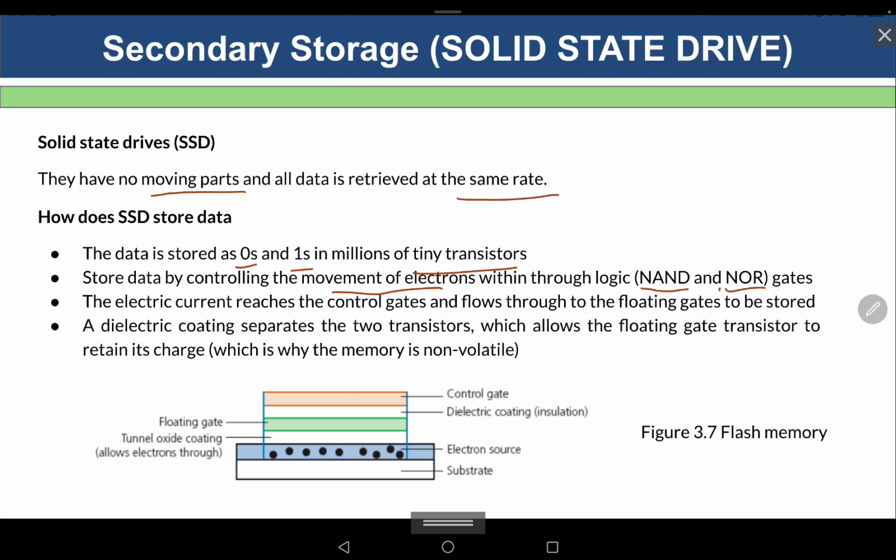So when the electric current reaches the control gate, it flows through to the floating gate to be stored. So a dielectric coating separates the two transistors, which allows the floating gate transistor to retain its charge. So this is why the memory is non-volatile.